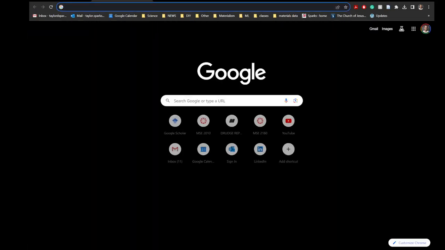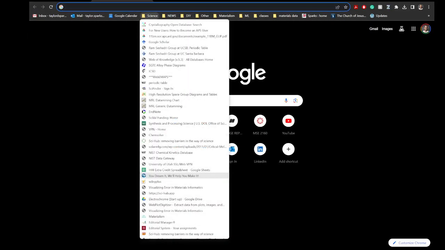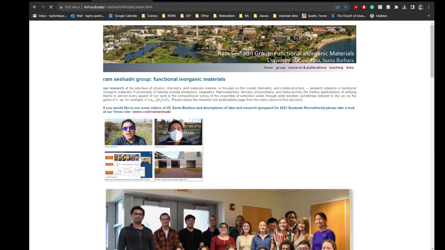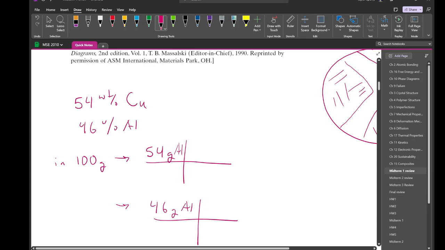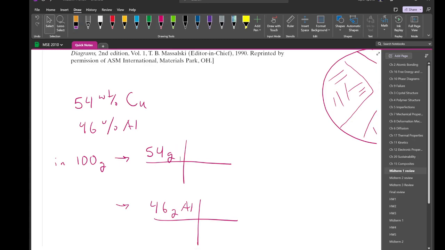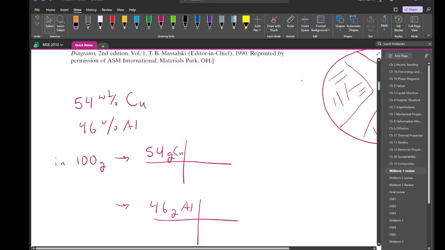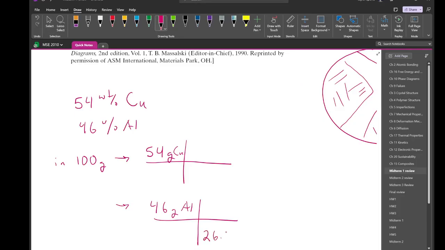So we can pop over to our periodic table, whichever one you like. Yes, sir. Thank you. That should say Cu. Good catch, thank you. So the molecular weight of aluminum is 26.98 grams per mole. So how did we know how to divide it? I'm just looking at the units. I want my units of grams to go away. I want to turn them into moles. Therefore, I had to divide by this, right? Not multiply it. Same thing for copper.